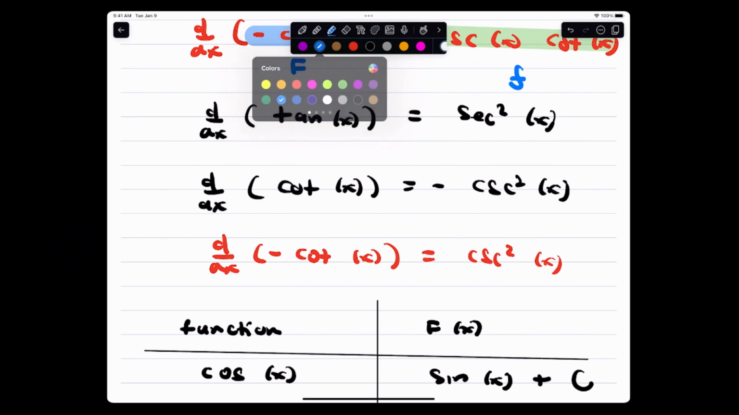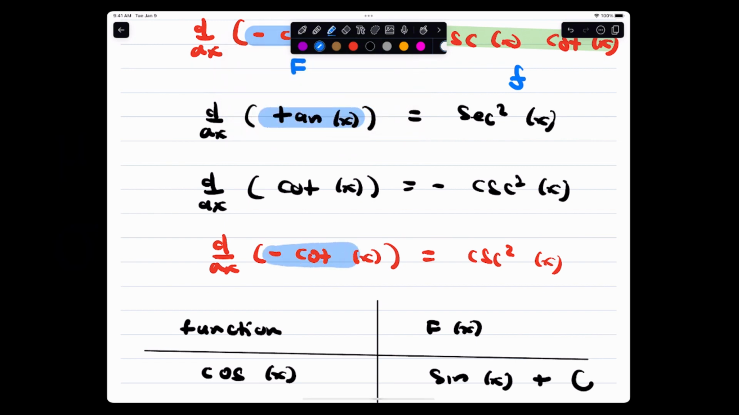And again, you have what? These are antiderivative functions right in here. Those are satisfying the definition of big F. And then over here you have our what? Little f.